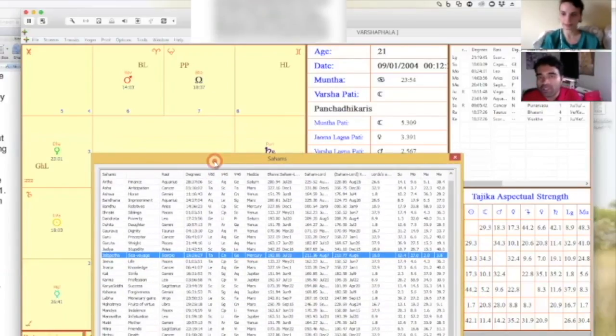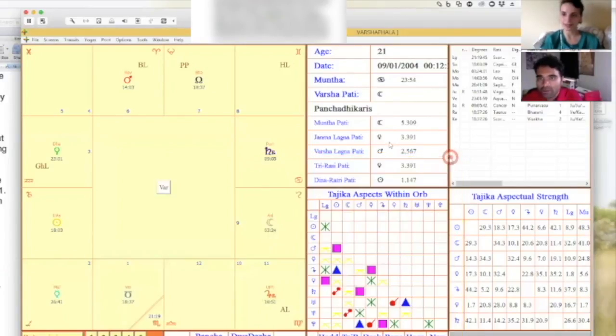I've not even used the Tajika principles as given by Nilakanta here. Because we can interchange principles. I mean, we can combine and mix. Exactly. The more we know, the more we can use. Yeah, that's the beauty of astrology.